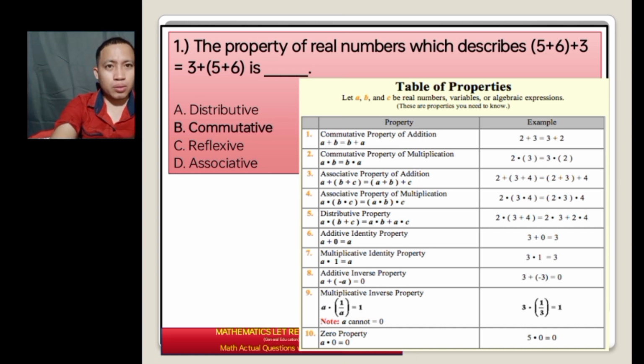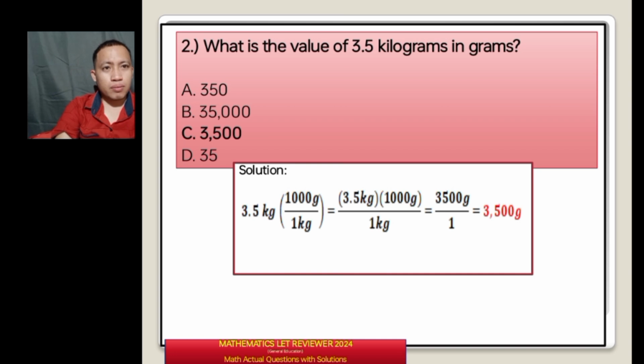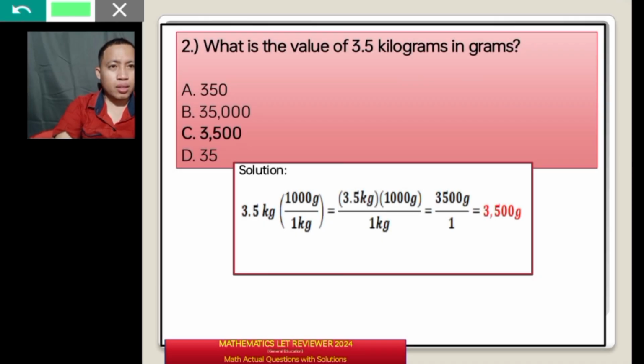This time, let's proceed to our second problem. It says, what is the value of 3.5 kilograms in grams? So we are tasked to convert from kilograms to grams. In our given problem, we have 3.5 kilograms. Right, 3.5 kilograms. And as we all know that 1 kilogram is equivalent to 1,000 grams.